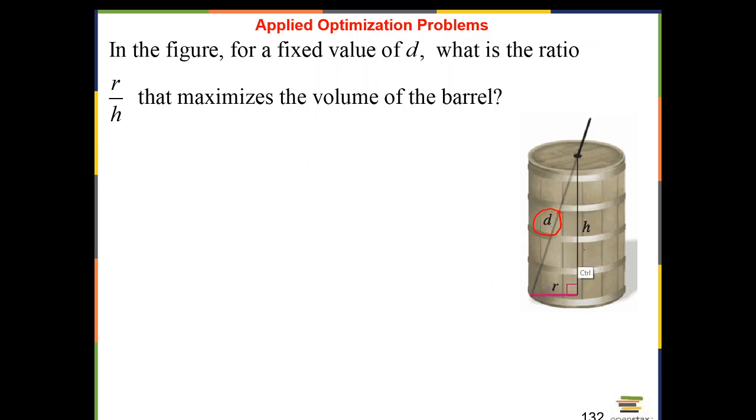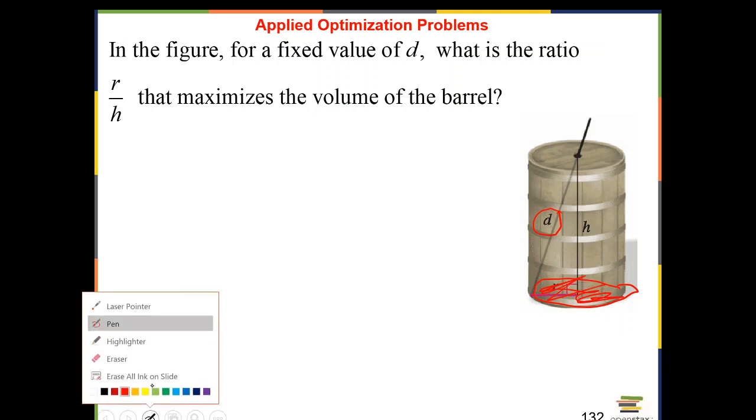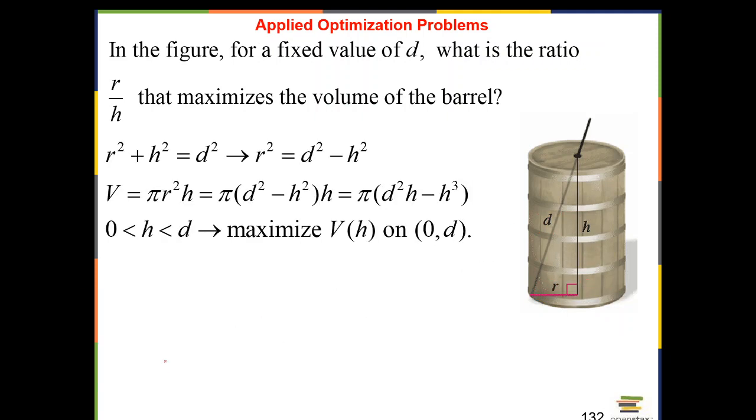All right, so we want to basically maximize the volume. What's the volume of a cylinder? It's the area of the base times the height. And that's what we're going to do. So let's write the objective function. The objective function is this right here, the volume.